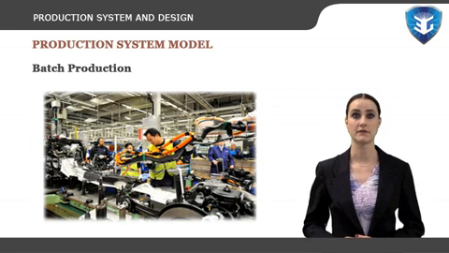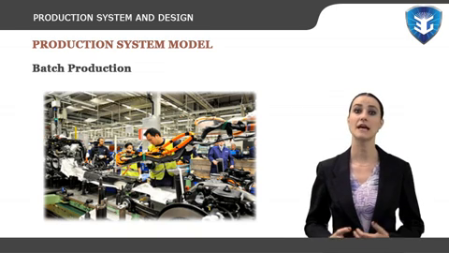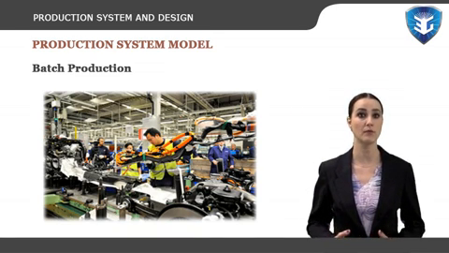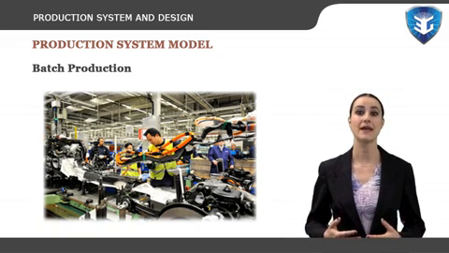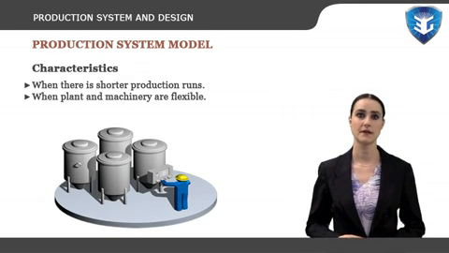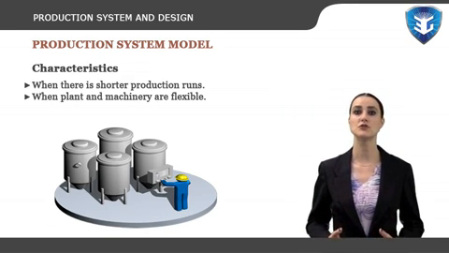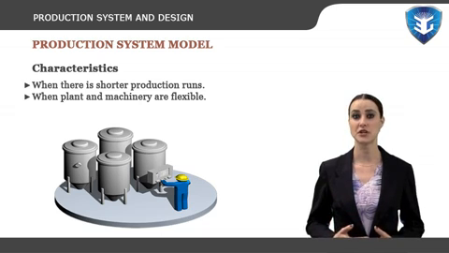Batch production. Batch production is defined by the American Production and Inventory Control Society, APICS, as a form of manufacturing in which the job passes through the functional departments in lots or batches, and each lot may have different routing. Characteristics. Batch production system is used under the following circumstances: when there are shorter production runs, when plant and machinery are flexible.